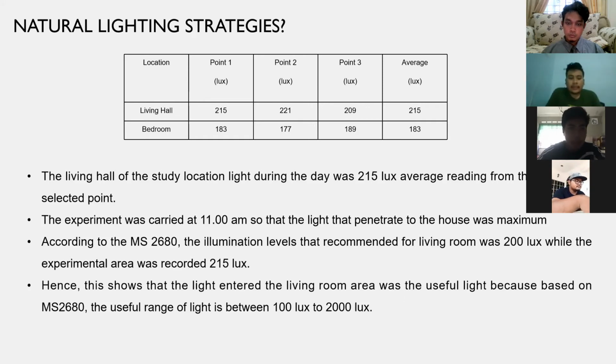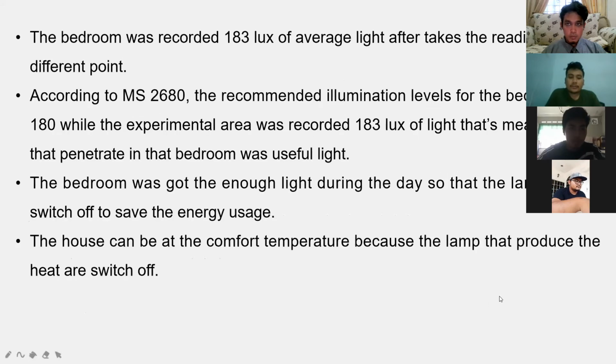And based on the data, according to the MS2680, the illumination level recommended for a living room was 200 lux, while the experimental area recorded 215 lux. This shows that the living hall of the study area passed according to the standard, which means the Malaysian standard. This can act as comfort light and useful light to the hall or to the space.